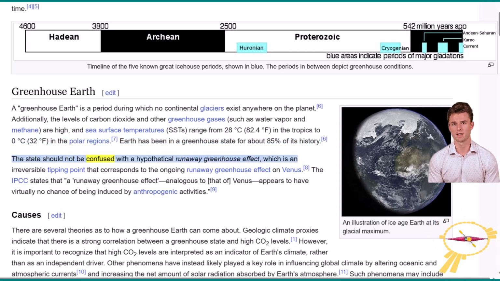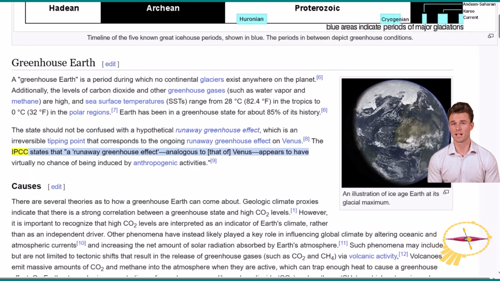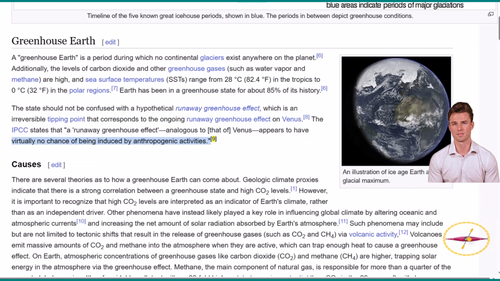The state should not be confused with a hypothetical runaway greenhouse effect, which is an irreversible tipping point that corresponds to the ongoing runaway greenhouse effect on Venus. The IPCC states that a runaway greenhouse effect analogous to that of Venus appears to have virtually no chance of being induced by anthropogenic activities.